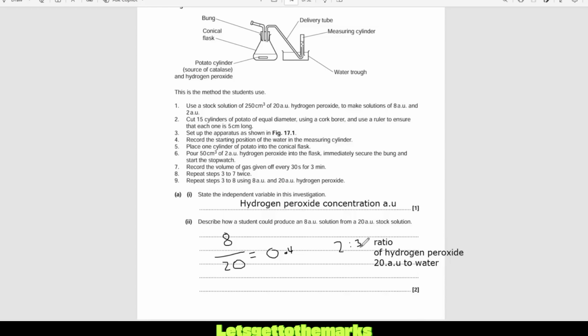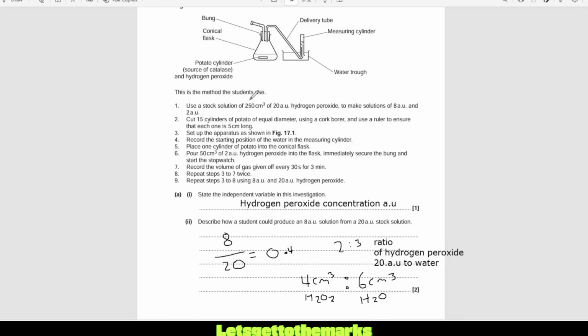And if you want to put that into amounts, let's say you wanted to produce 10 centimeters cubed, then I would go 4 centimeters cubed of hydrogen peroxide, which has the formula H2O2. You don't need to know that, by the way, to 6 centimeters cubed of H2O. And that is going to get you a 40% strength of the original solution, right? Because you're only using 4 centimeters cubed of the original solution and 6 centimeters cubed of water. So it's 40% of 20, which is 8.